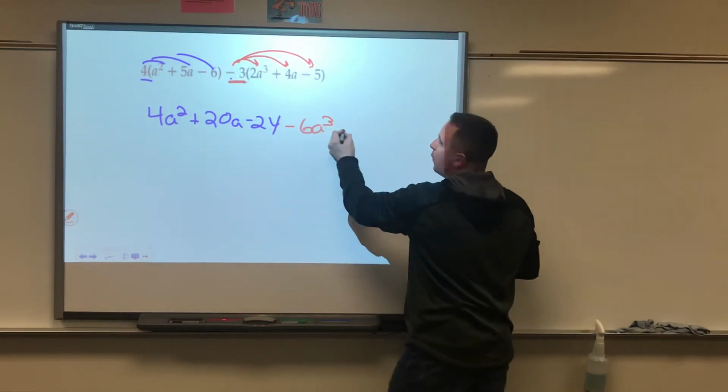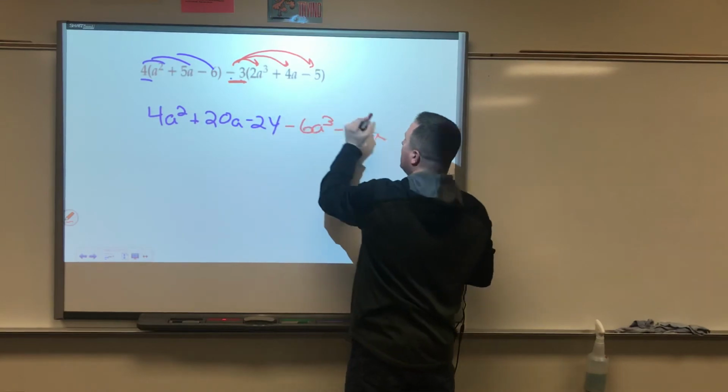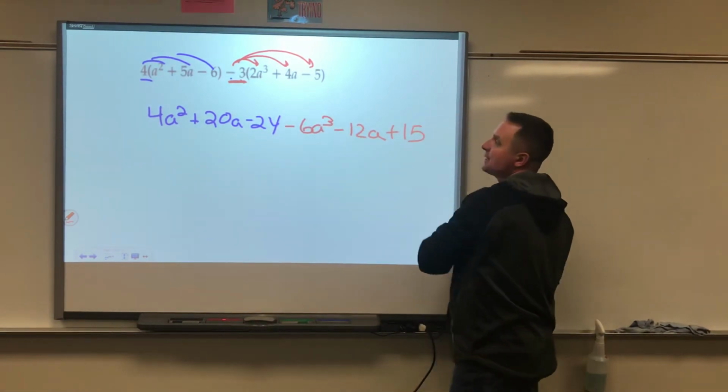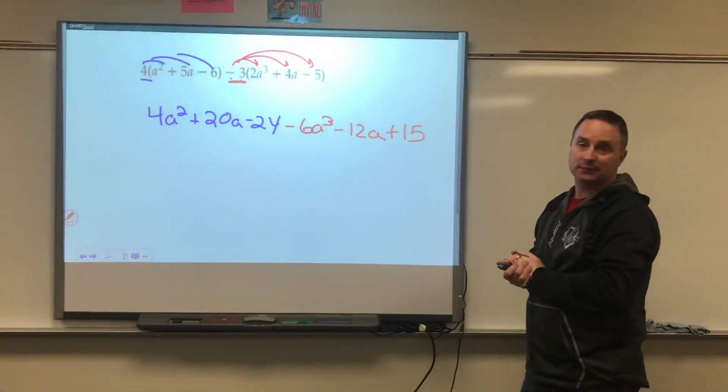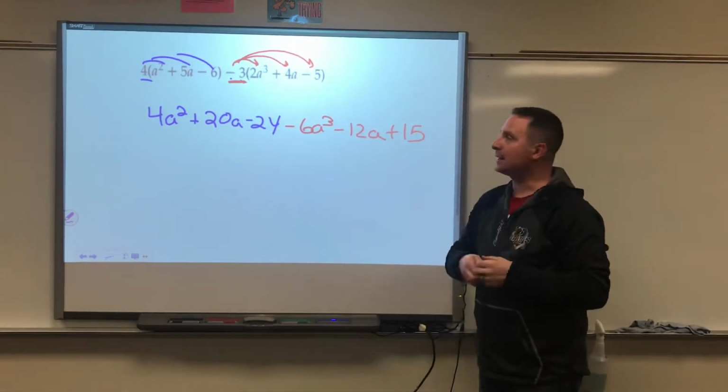Negative 3 times 4 is negative 12a. And then negative 3 times negative 5 is positive 15. Okay, so we did all the multiplying. Now let's go back and combine like terms.